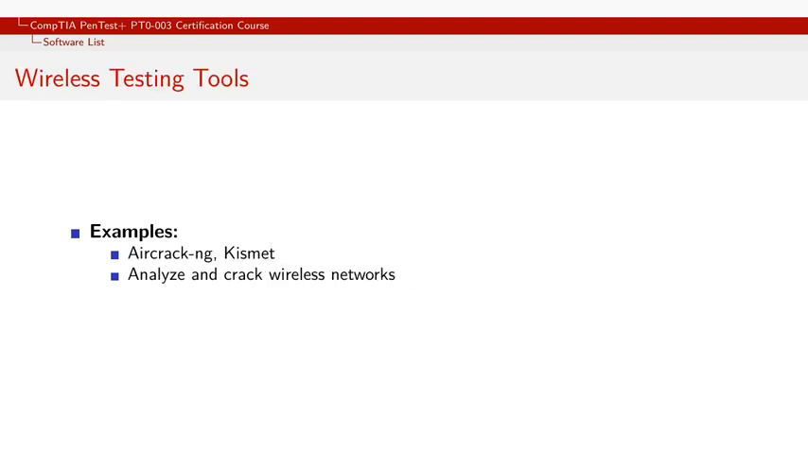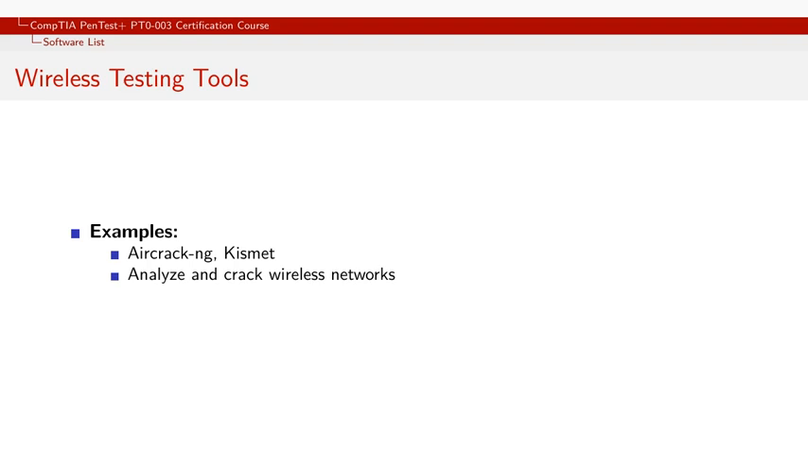remediation process. This slide focuses on wireless testing tools for the CompTIA PenTest+ PT0-003 certification. Wireless testing tools are essential for analyzing and cracking wireless networks. Two common examples are Aircrack-ng and Kismet. Aircrack-ng is renowned for its ability to crack WEP and WPA/PSK keys, making it a powerful tool in network penetration testing. It captures packets and attempts to recover keys in real time. Kismet, on the other hand, is a network detector and sniffer. It helps identify wireless networks and detect hidden networks by collecting packets and analyzing their content.